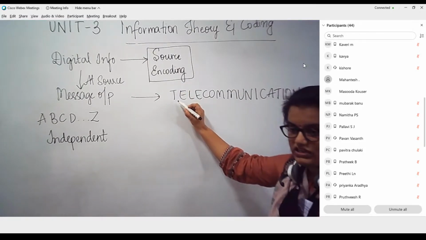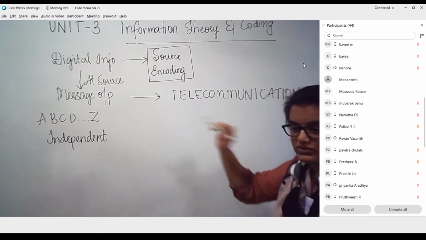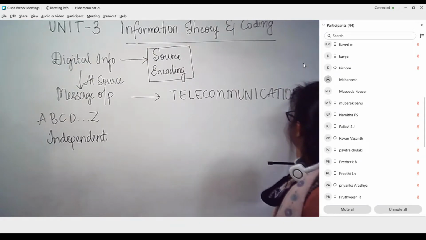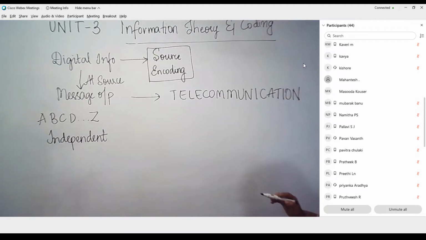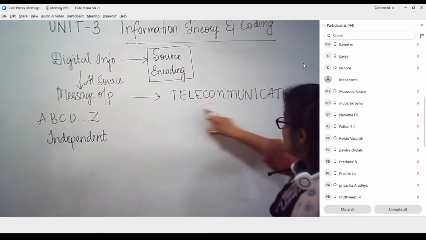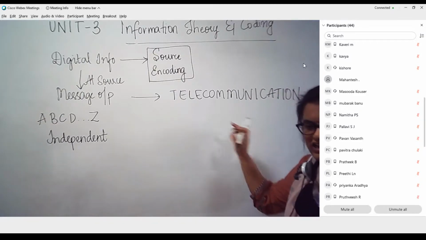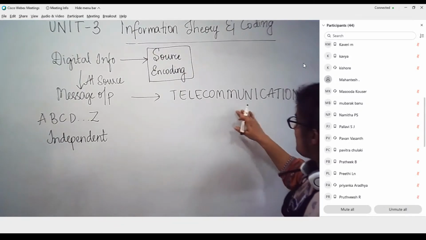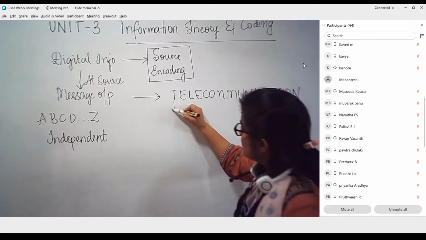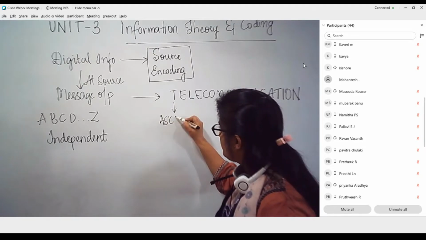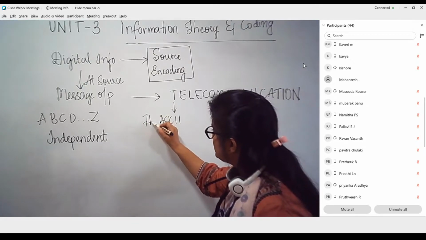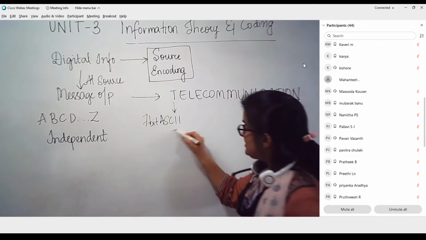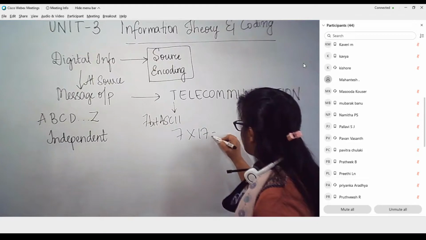So totally how many symbols or alphabets are there? 4, 8, 12, 16, 17 alphabets are there. So the transmission of these 17 alphabets can be done blindly by sending T, E, L, E, like that, C, O, M, M, U, N, I. I'll convert each one of these alphabets into its 7-bit ASCII equivalent, which is commonly used, and I'm going to transmit it over the channel. So totally 7 into 17 bits is what I'm going to transmit.